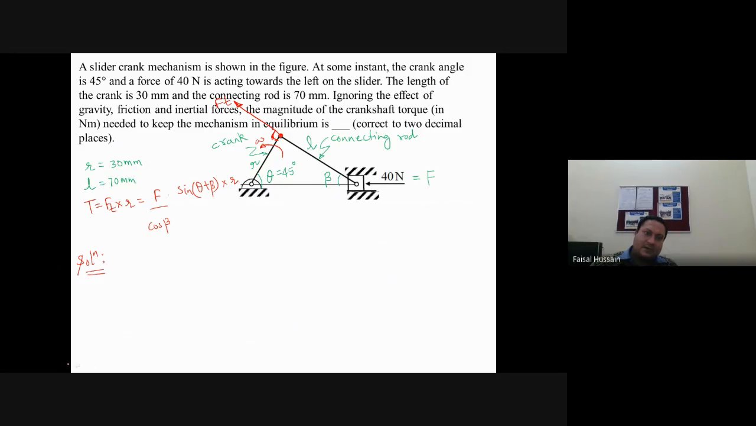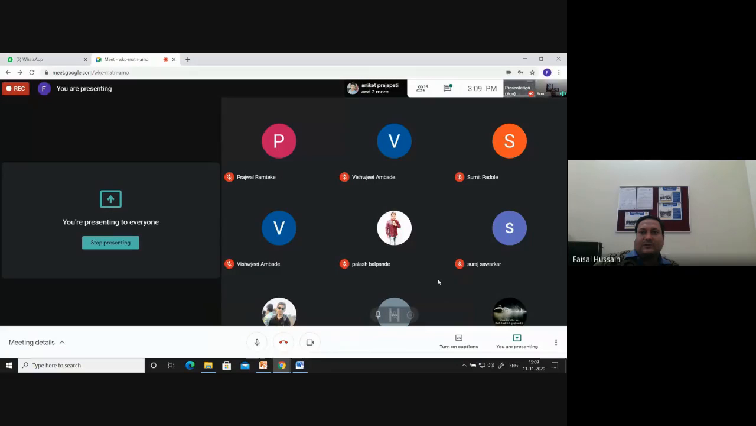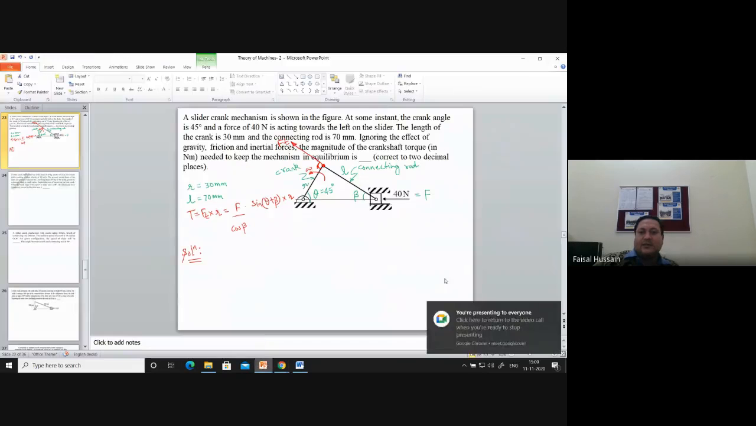So what is F? Acha, any of you can tell me which parameter has to be found out of this? Any student? Yes. Which parameter has to be found out? Surat, Savarkar, Palash, Harsh, any one of you? Prajwal? Okay.